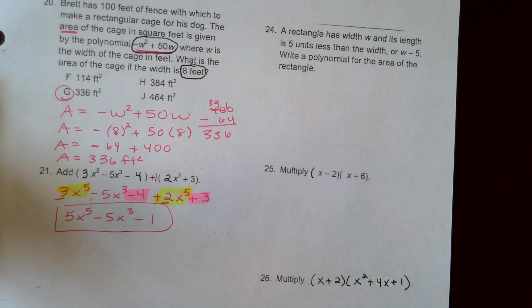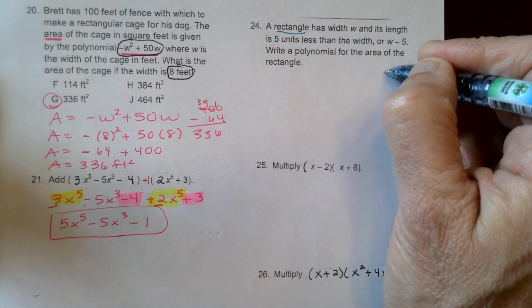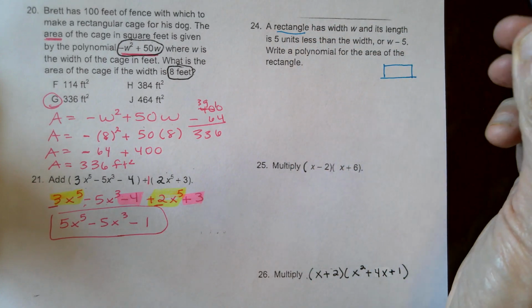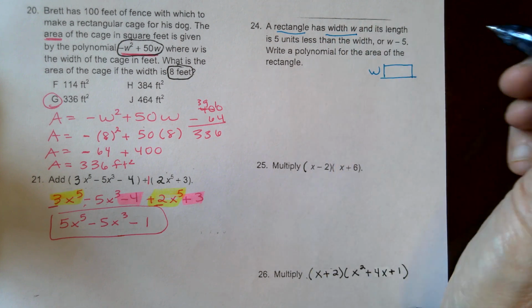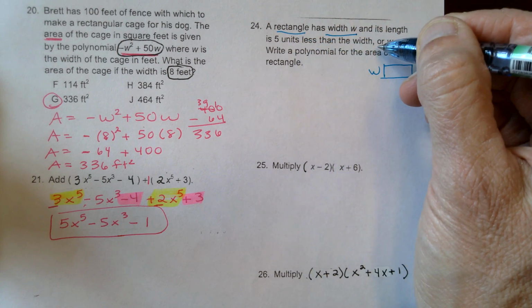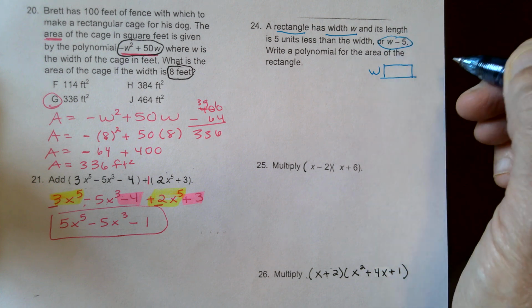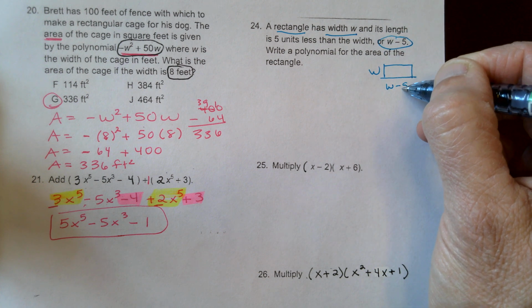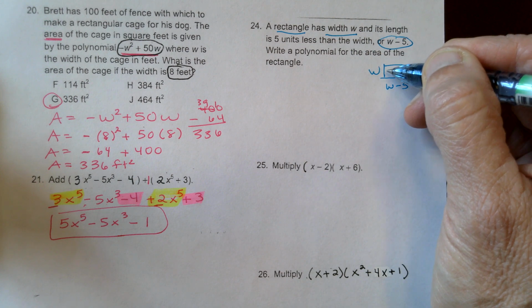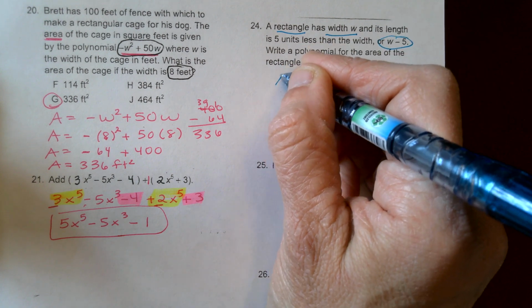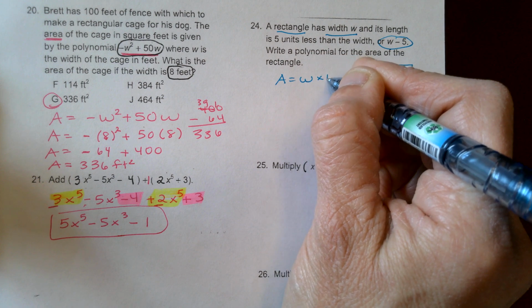Up here, we got a rectangle. As soon as you see a picture, just draw yourself a little picture too. So the width is W, right here. Width is W. And the length is 5 less than the width, which they give you right here. 5, that's 5 less than the width. Write a polynomial for the area. So area, remember, is the width times the length.